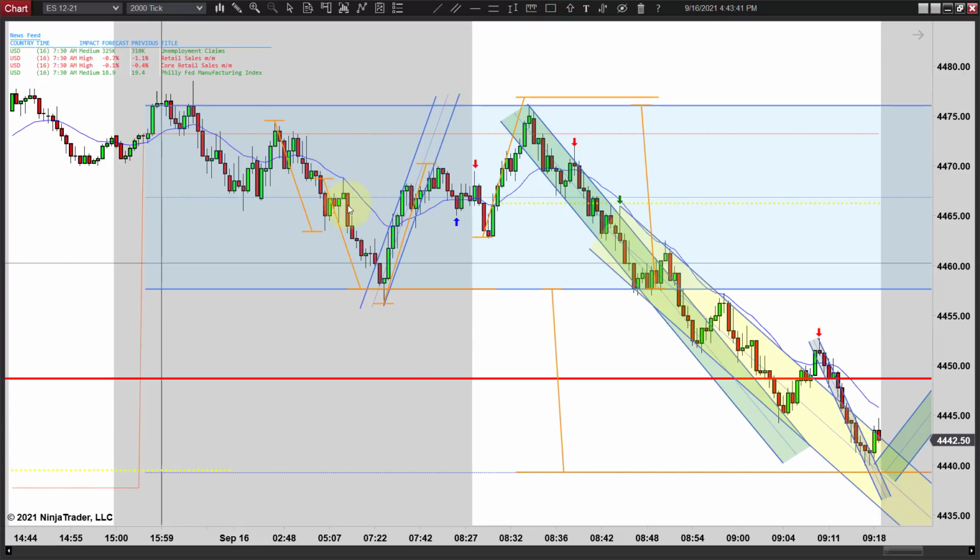7 o'clock again comes right as we're rounding out, coming down this bottom here, and we bounce. And that's a really nice bounce. I don't think you want to go long. You'd be just taking a stab in the dark down here.